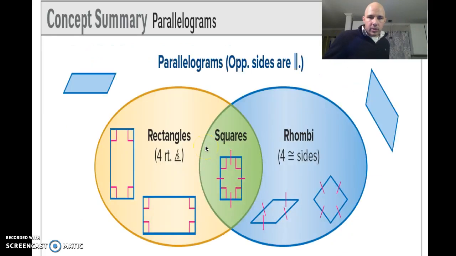A great slide right here. We're talking about parallelograms. We're talking about rectangles, rhombi, and squares. Now, a rectangle has to have 4 right angles, and a rhombus has to have 4 congruent sides. When you combine the two, you get a square. So keep that in mind as we are working this out. All the properties of rectangles hold true, and all the properties of a rhombus also hold true for a parallelogram. So again, great slide. Come back to it if you need to.